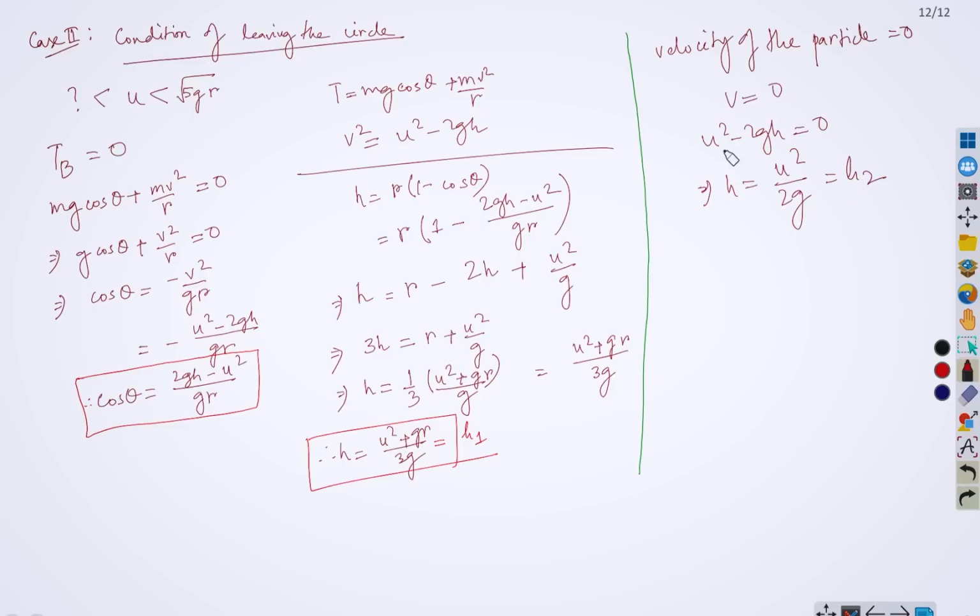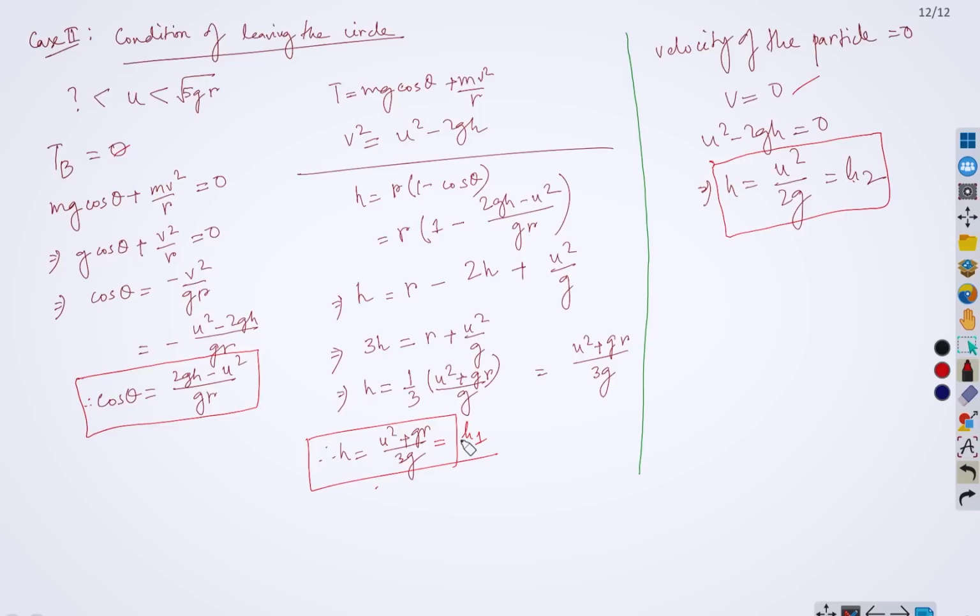So we have obtained two expressions for height, right? One is h1 and another is h2. At h1 the tension in the string becomes 0, yes? And at h2 the velocity of the particle becomes 0, yes? This one we obtain from tension equals 0 and this one we obtain from velocity equals 0. So can you ponder something from here? Let's discuss this one more.